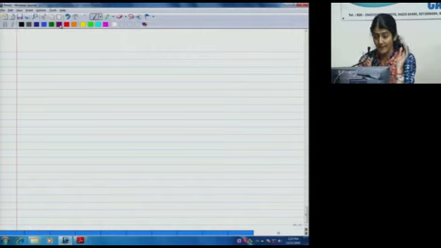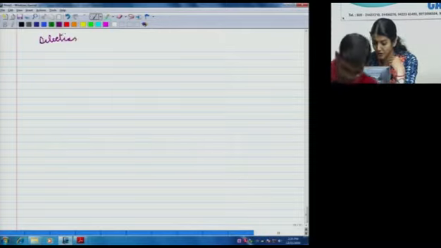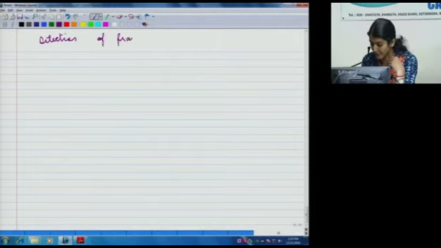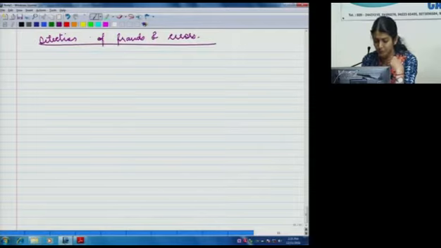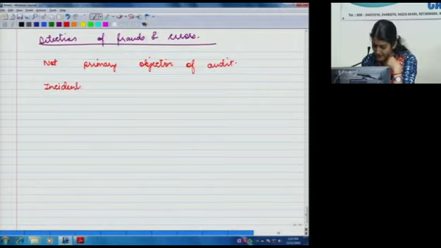No, it is the incidental and secondary objective, but by no means an insignificant audit objective. So what am I talking about? Detection of frauds and errors. Is it the primary objective of the audit? Not the primary objective of audit, but it is the incidental and secondary, but by no means an insignificant audit objective.